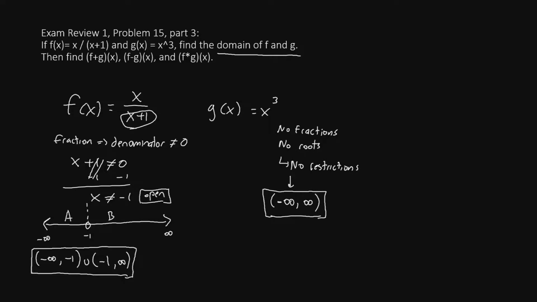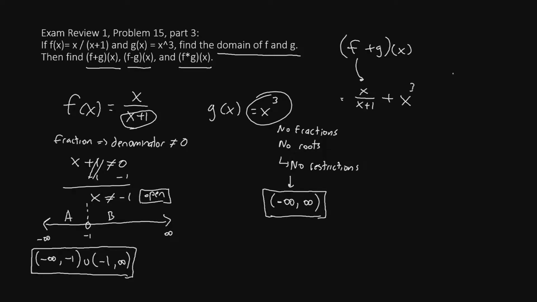The second part of this problem is to find f plus g of x, f minus g of x, and f times g of x. To find this, all we need to do is replace the letter f and the letter g with the functions that we defined earlier. So for the first problem, f plus g, we'll write x divided by x plus 1, and then add function g, which is x to the third power.